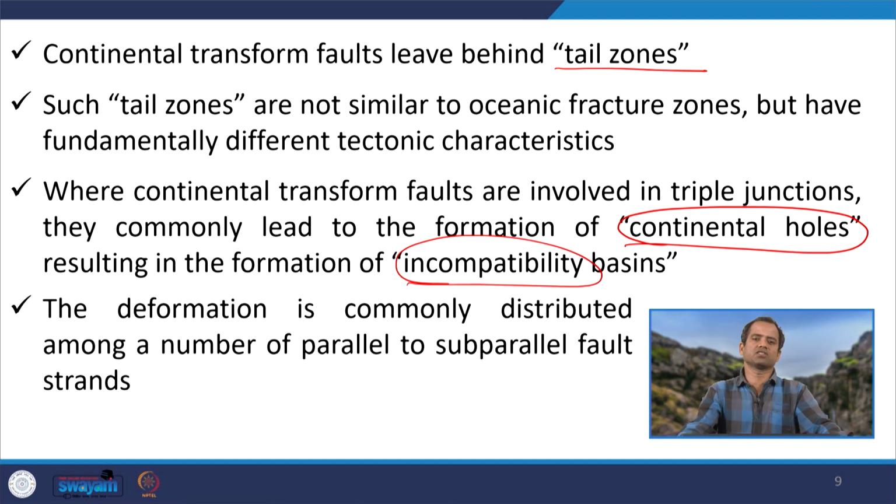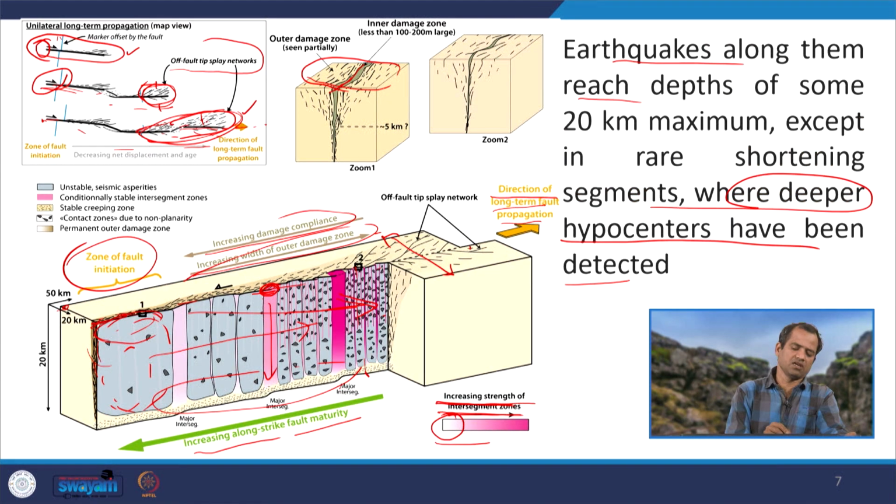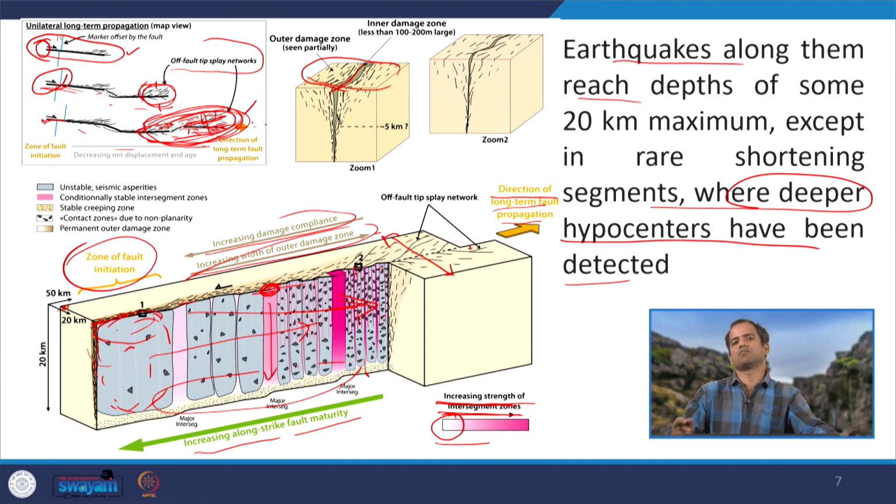And the deformation is commonly distributed among a number of parallel to subparallel fault strands. So, we have already discussed that the deformation is distributed among different subparallel or parallel faults. Once it is initiated at a point or line, the deformation zone increases, and every fault shows signs of deformation. So, this total deformation around the zone is divided into different fault segments, parallel to subparallel with each other.